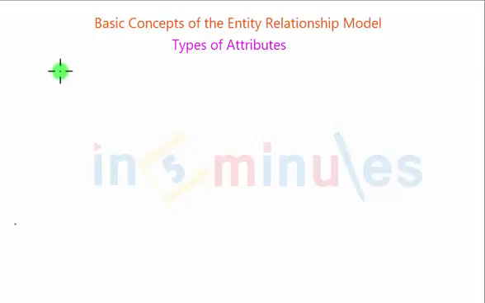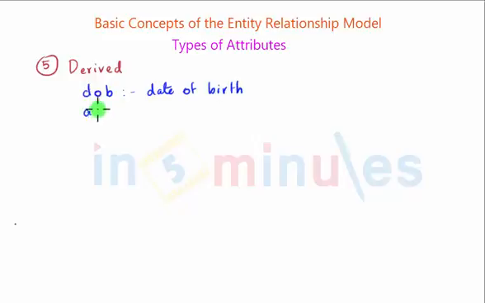Coming to the fifth and the last type of attributes, it is that of derived attributes. A derived attribute is basically an attribute which can be derived from some other attribute that has already been stored for an entity. For example, if we store the date of birth or the DOB of a student as an attribute, then we can easily derive the age of the student.